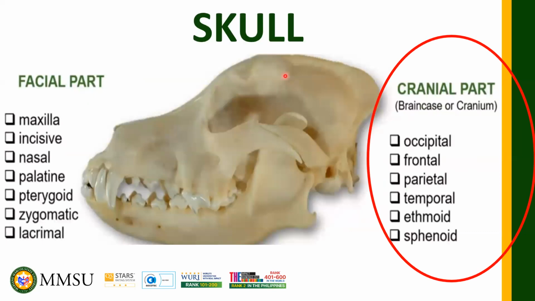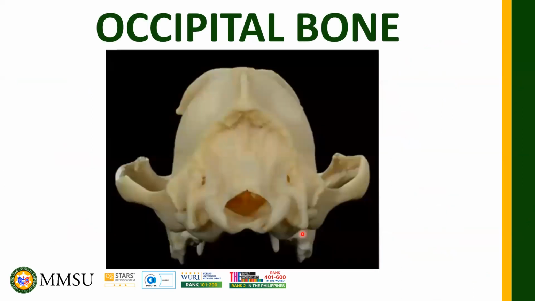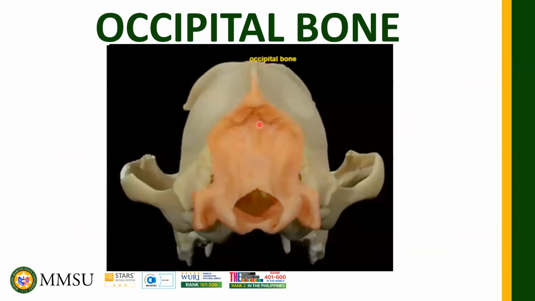For this part, as what I've said kanina, yung skull is basically being divided into two. We have the cranial part, which is under the brain case or the cranium. So we have the occipital, the frontal, the parietal, the temporal, the ethmoid, and then the sphenoid bones. So we have here the occipital bone, starting the cranial part of the bone. This is usually the caudal view of the skull. So ito yung occipital bone.